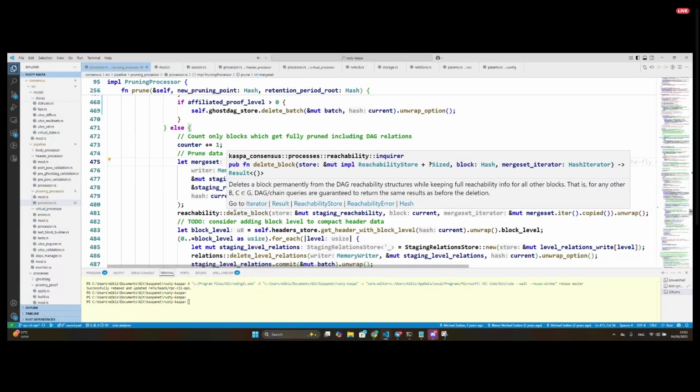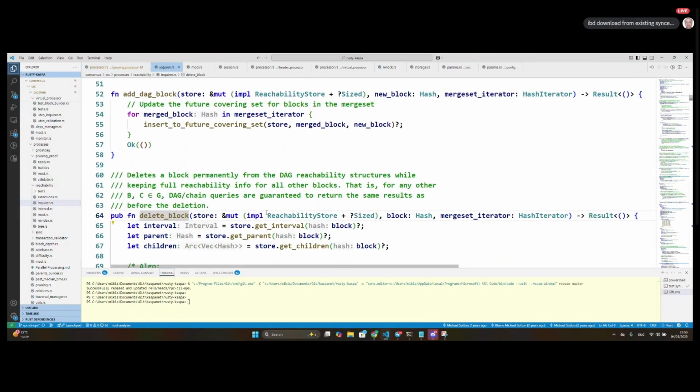So look, can you read the comment? Which comment? This one, the documentation? "Block permanently from the DAG reachability structure while keeping full reachability info for all other blocks. For any other B, C, and G, DAG or chain queries are guaranteed to return the same result as before the deletion." Let's just go there.